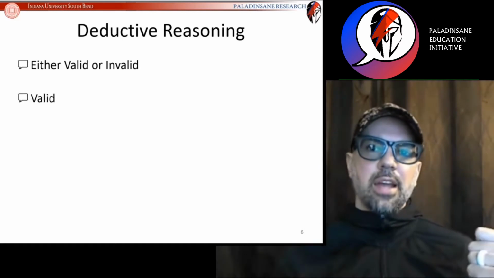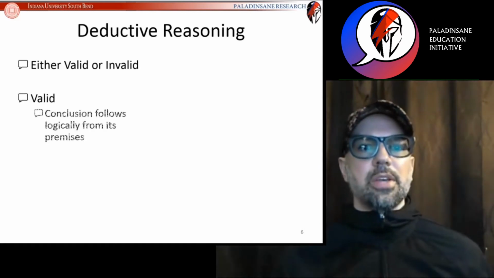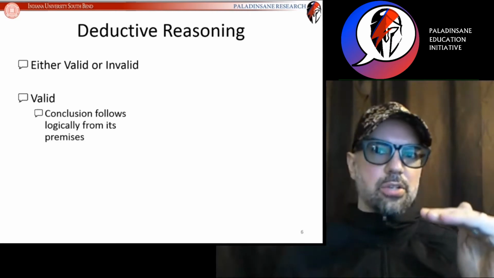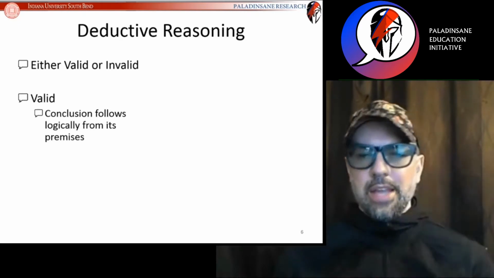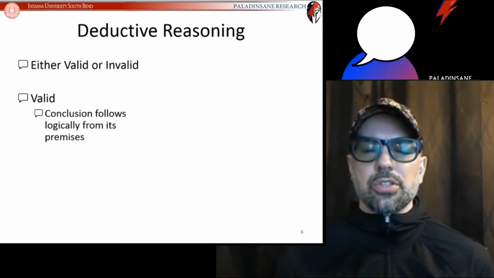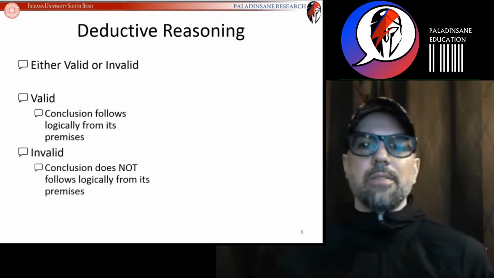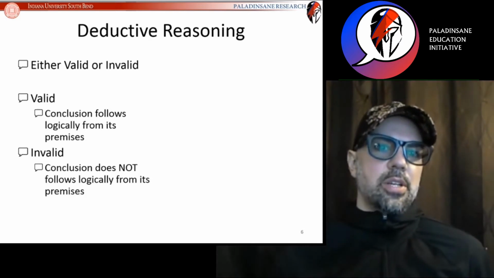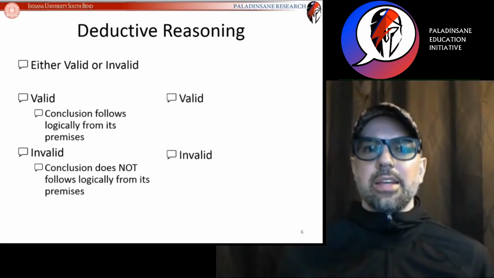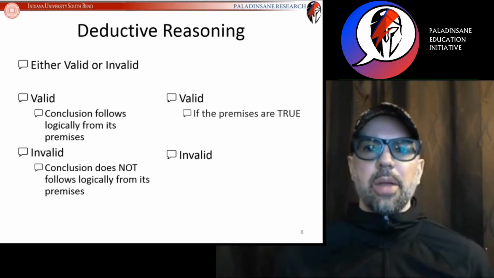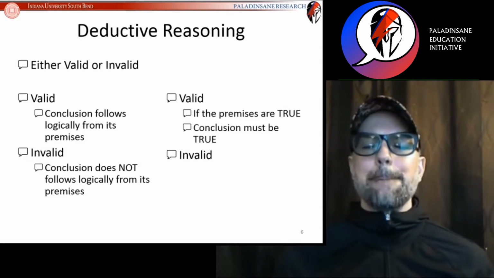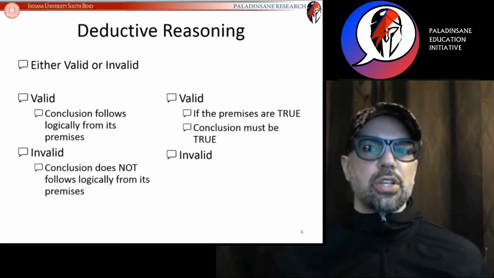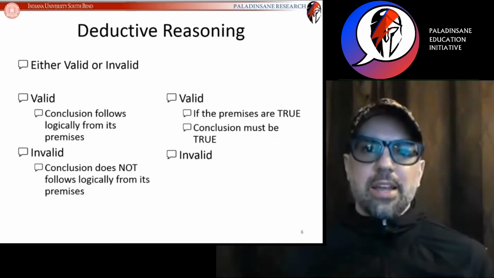Valid deductive arguments are arguments where the conclusion follows logically from the premises. That means that you follow a logical chain of reasoning from the premises, and your conclusion is a result of that logical chain. Invalid arguments are where the conclusion does not follow logically from its premises. Now, it might help us to think about this in a different way. The valid arguments have the characteristic that if the premises are true, then the conclusion must be true. So if you accept the premises as true, that locks in the conclusion. The conclusion is guaranteed. It's 100% going to happen.